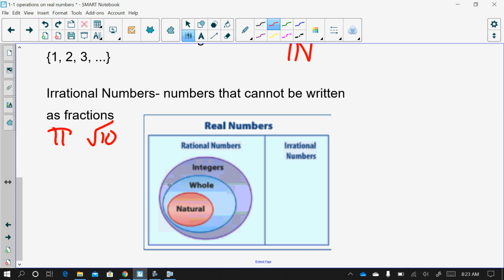Notice in the rational numbers, we have 3 more circles. The biggest subset of rational numbers is called the integers. Notice whole numbers are a circle inside of the integers. So if I'm a whole number, I'm also an integer. Natural numbers are the most specific you can go. So if you're a natural number, you also are a whole number and an integer and a rational number. So when we talk about sets of numbers, they can belong to more than one subset.